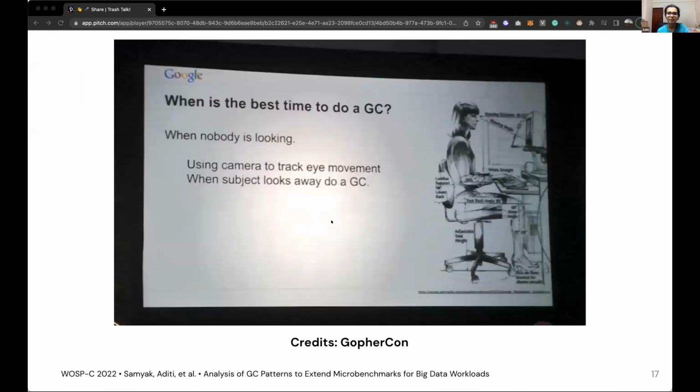And finally, the most important takeaway of all is that the best time to do a GC is sneaking one in when no one's looking.